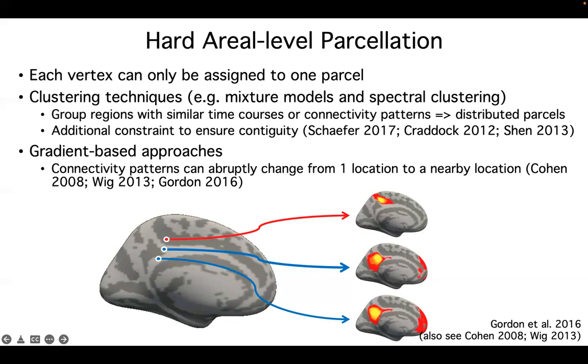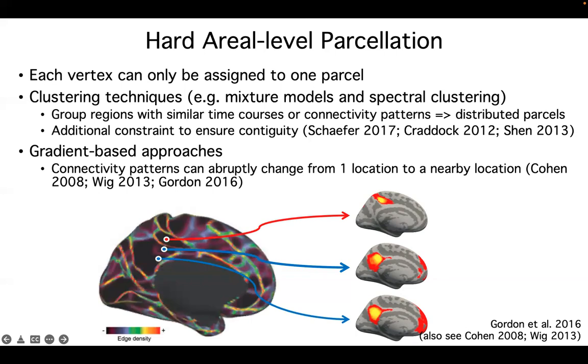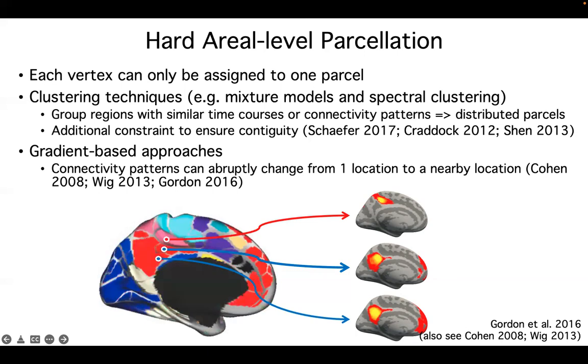By mapping these local changes across the cortex, we get the following gradient map. Red indicates rapid changes in functional connectivity at that location, and dark color indicates slow change in functional connectivity at that location. Then using some post-processing, such as the watershed algorithm, we can convert the gradient map into the Gordon 2016 parcellation shown here. So these are the hard area-level parcellation approaches.